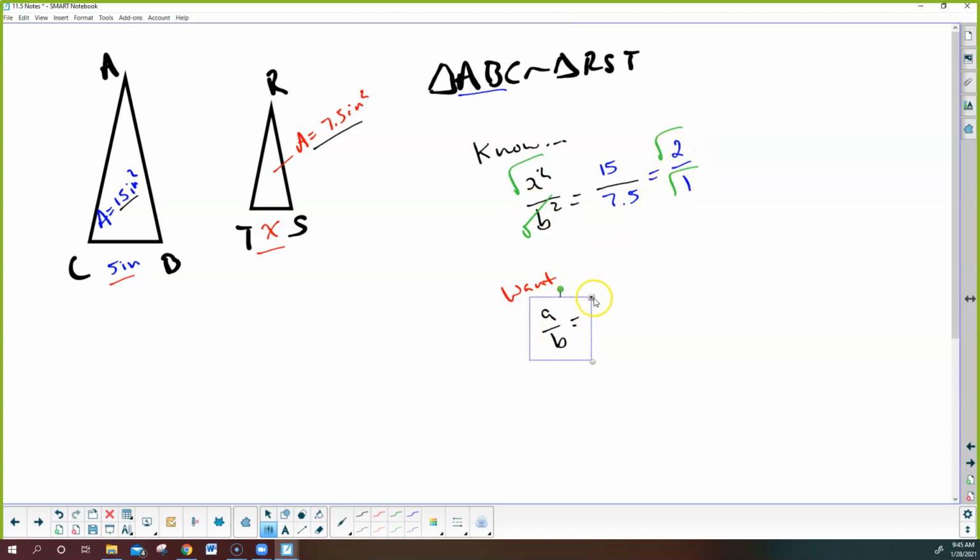And then here, the square root of 2 does not reduce down. And the square root of 1, well, the square root of 1 is 1. Well, okay, what does that tell me now?